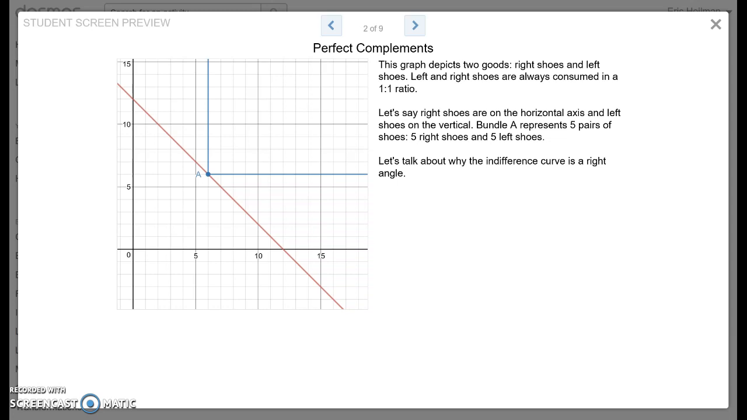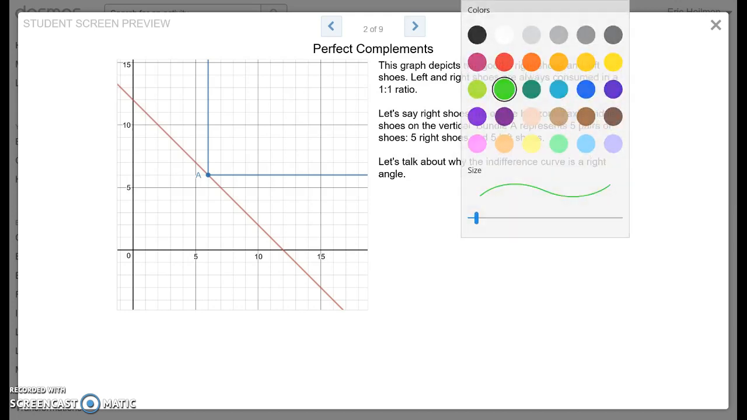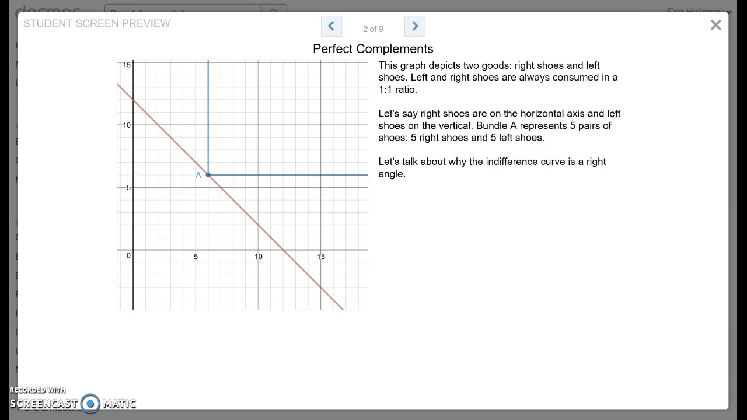The first one we're going to look at is perfect complements. This graph illustrates the indifference curves for two goods that are perfect complements. The classic example of perfect complements is left and right shoes. Most people will always consume one right shoe with one left shoe, so you're always going to consume shoes in a 1-to-1 ratio. So when we look at the indifference curve, why is it shaped like a right angle?